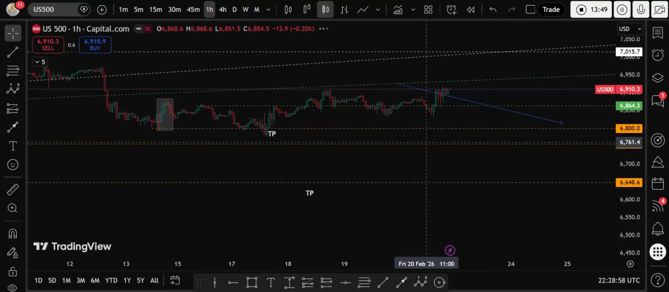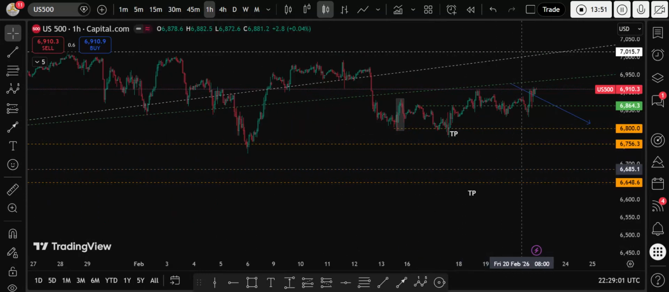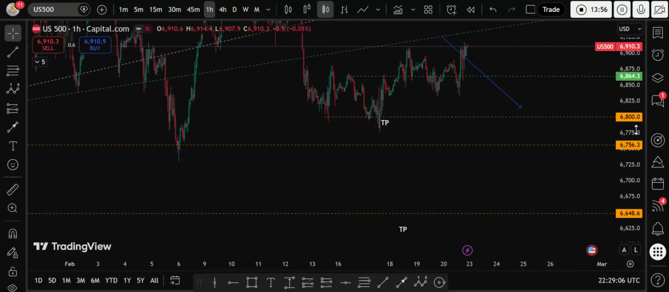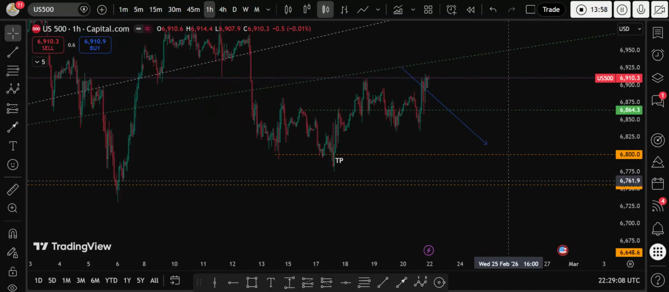Let me go to the 1 hour time frame. So as you guys can see, sorry, let me just zoom this. I was doing something for a client. That's why you saw it.